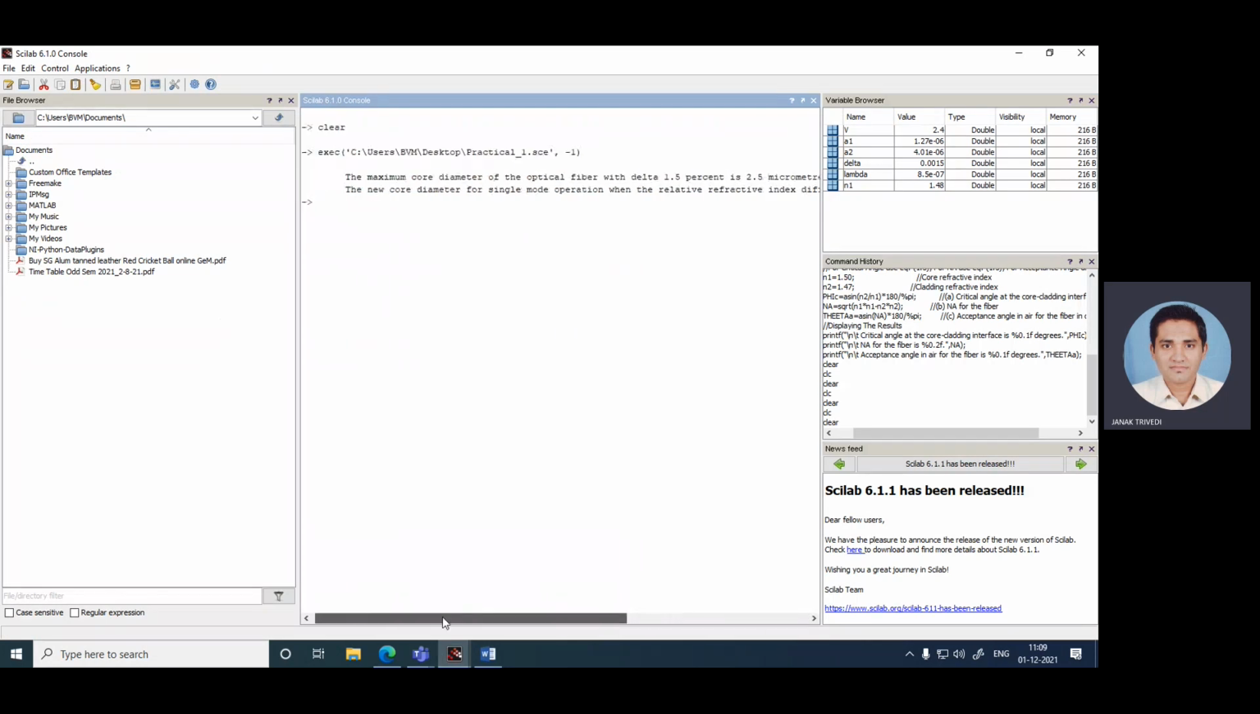Okay, so the maximum core diameter of the optical fiber with delta 1.5 is 2.5 micrometer. And the new core diameter for single mode operation when the relative refractive index difference is reduced by 10 is 8 micrometers. That means in the first case it is 2.5 micrometer, in the second case it is 8 micrometer. So the value of A is increased in the second case.